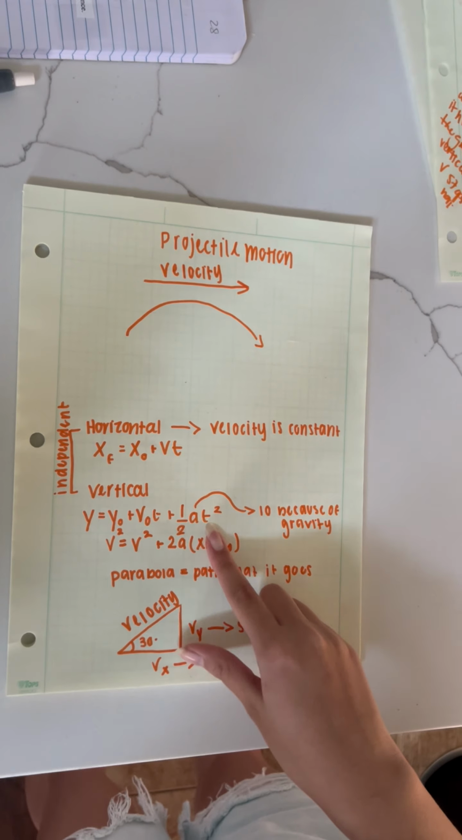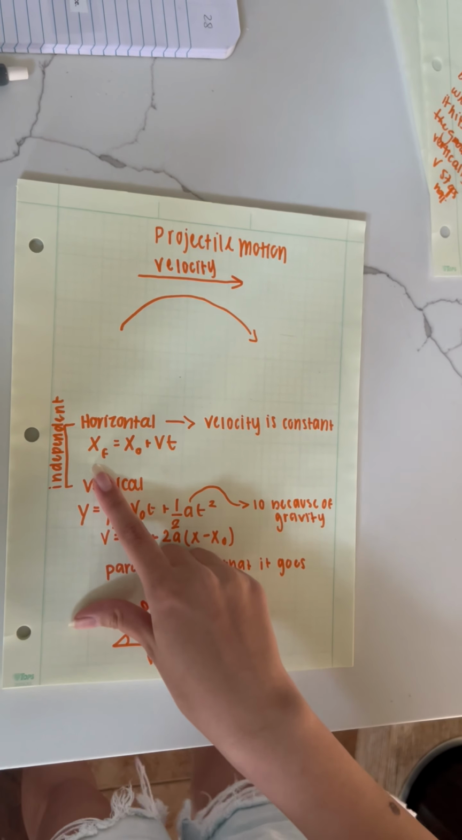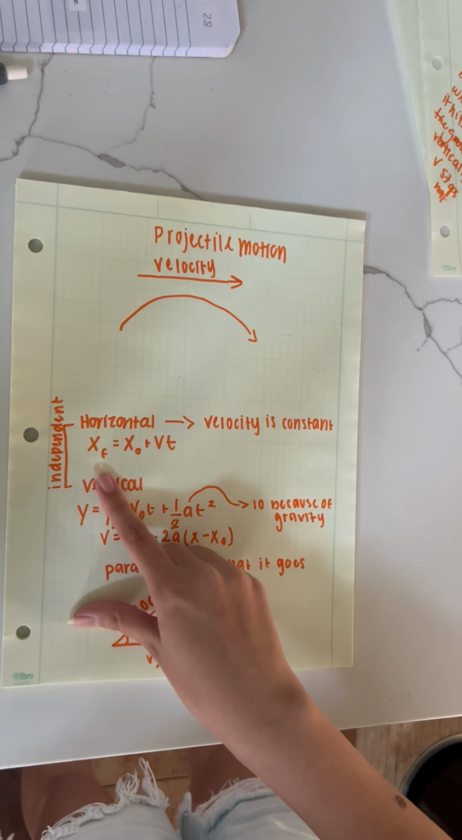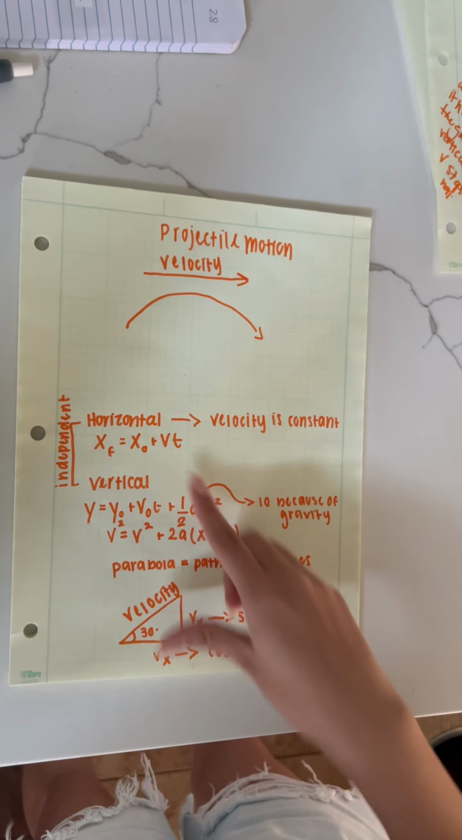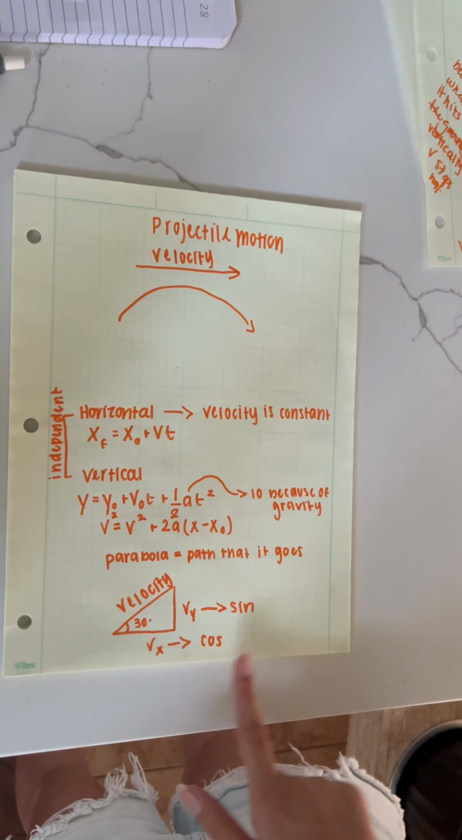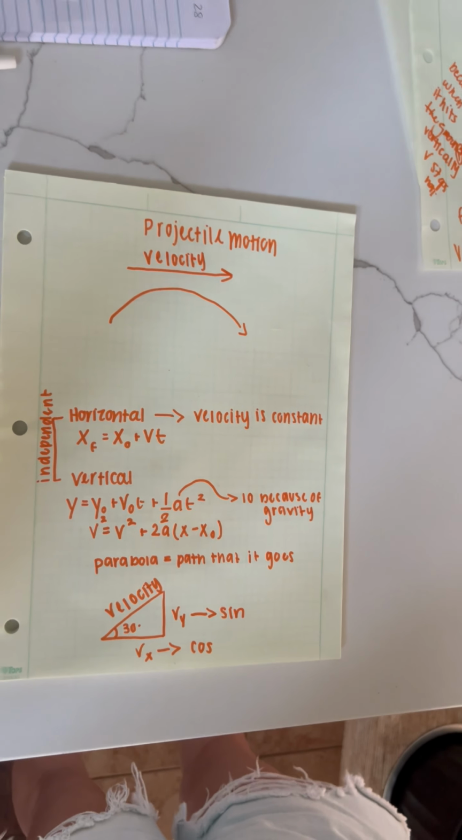Once we find our t, we'll plug it into our horizontal components here. To find our x final, our x initial will be here where we started. Our velocity we'll find using cosine theta. We'll plug in our t that we got from here, and then we'll find our x final.